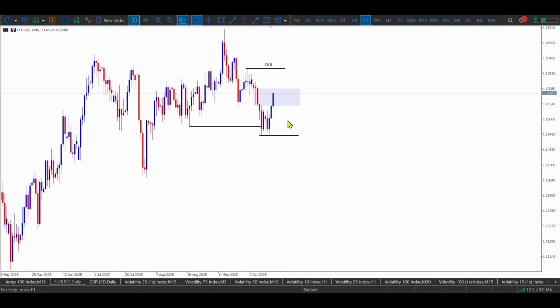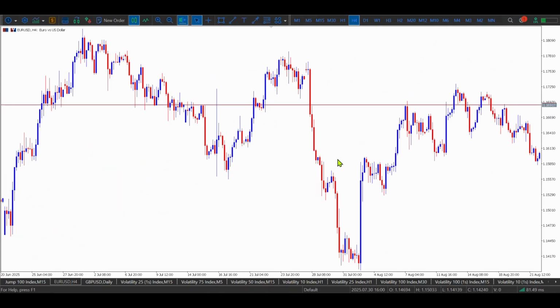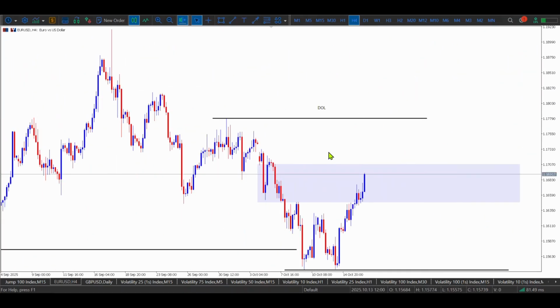Alright, so now my rules: if my bias is clear on the daily time frame, I then look for the H4 time frame to confirm the daily time frame bias by giving me H4 time frame order flow, by means of fair value gaps. I want to see imbalances, fair value gaps on H4 time frame, confirming my daily bias. Alright, so let's switch to H4 time frame. Let me put these daily separators again.